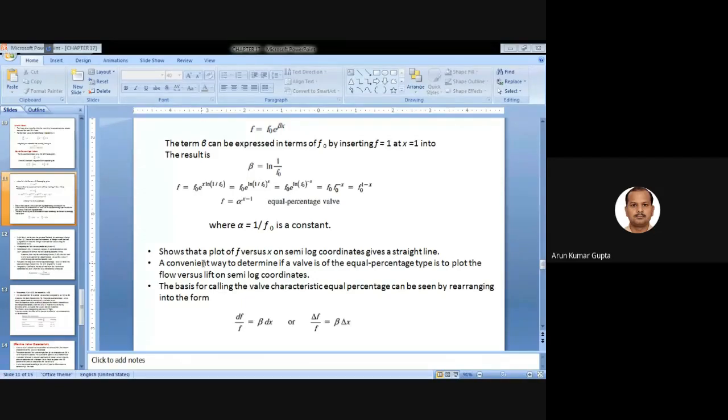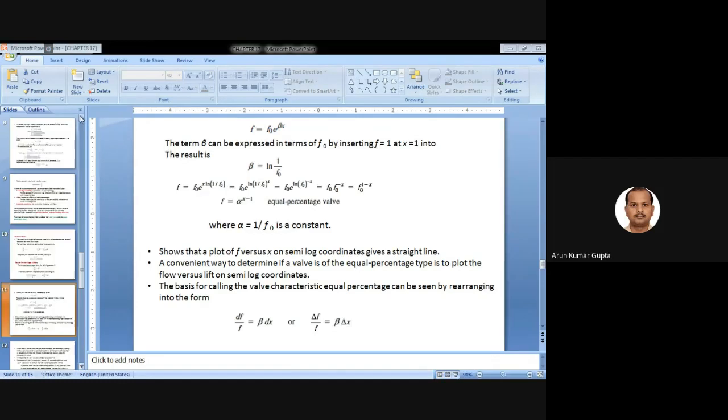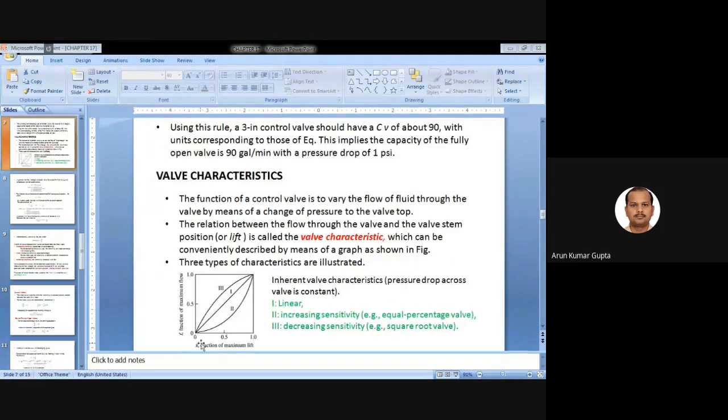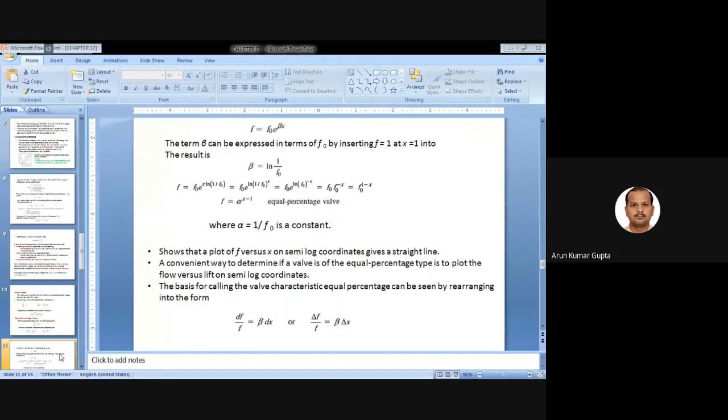So this shows that the plot of f versus x on semi-log coordinates gives a straight line. We showed that this graph is equal percentage, but if you plot this on a semi-log plot, it will also be a straight line. Mathematically, this will be a straight line. So a convenient way to determine if a valve is of the equal percentage type is a plot of the flow versus lift on semi-log coordinates. In semi-log, it will give you a straight line.